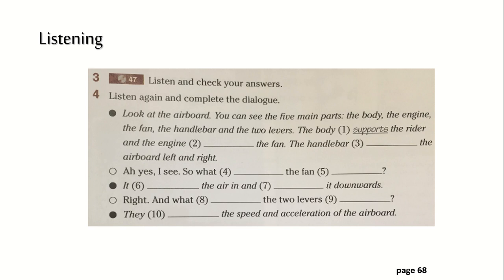Okay, now listen again to the same audio and try to complete the spaces, fill in the spaces with the right words. Unit 9. Troubleshooting. Recording 47. Look at the airboard. You can see the 5 main parts: the body, the engine, the fan, the handlebar, and the 2 levers. The body supports the rider, and the engine drives the fan.